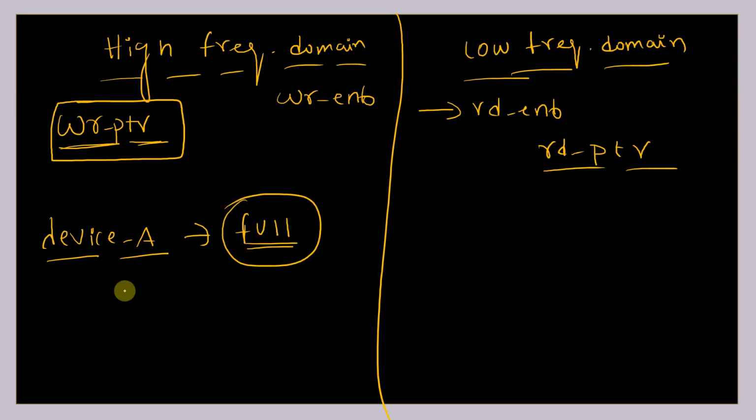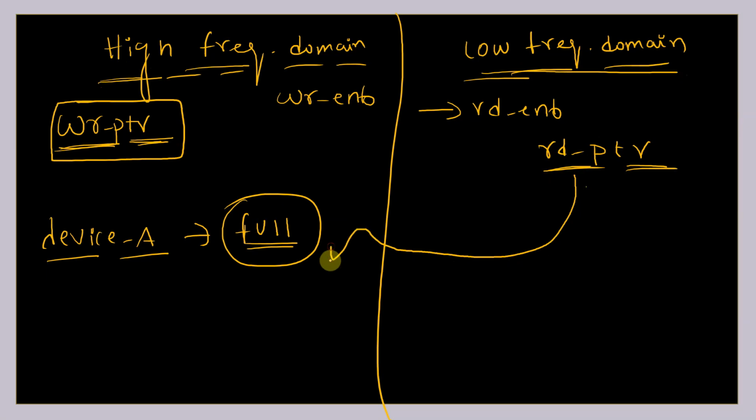Now, how are we going to calculate full? We already have the write pointer information because it has been implemented in the high frequency domain. We need the information of read pointer, which is being implemented in the low frequency domain. So this particular read pointer should be given from this low frequency domain to this high frequency domain so that we are able to compare, get this full condition, and give it to the device A.